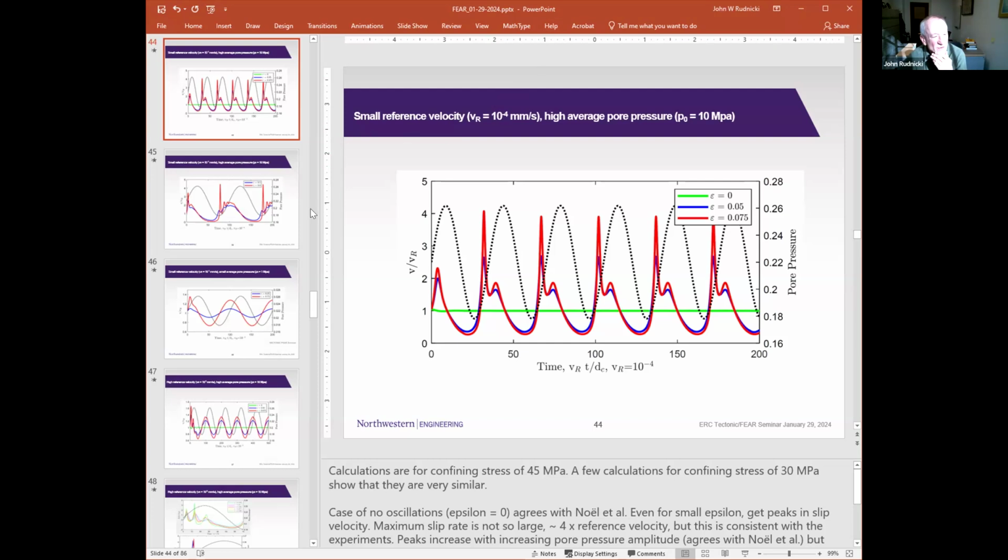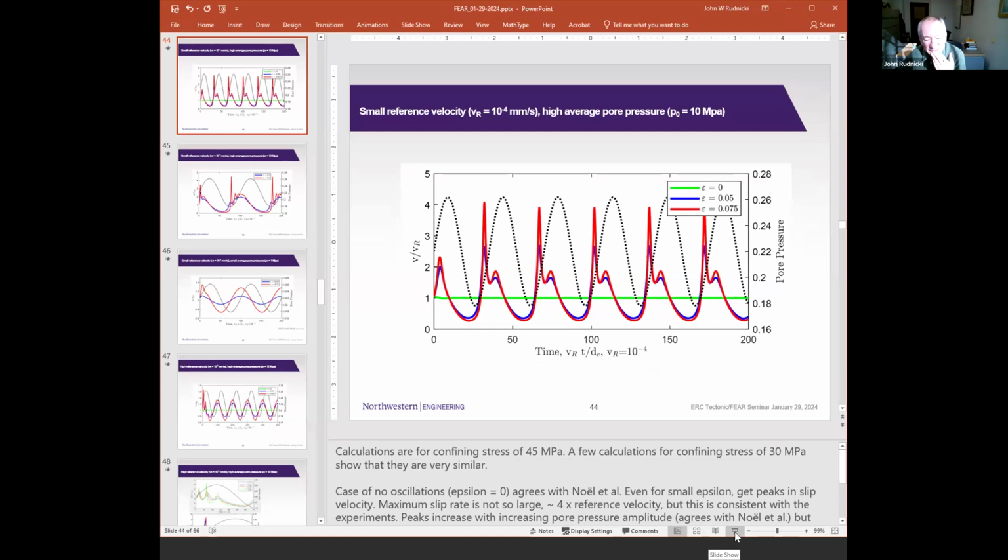Well, I'll talk anyway. One of the things is their experiments were always done at a single period, and so we did our calculations at a single period. But it would be interesting to address your question by looking at different periods of oscillation. That would be relative to the time scale of friction, which would be d sub c over the reference velocity. So that's a good suggestion, but we haven't gotten to that point yet.